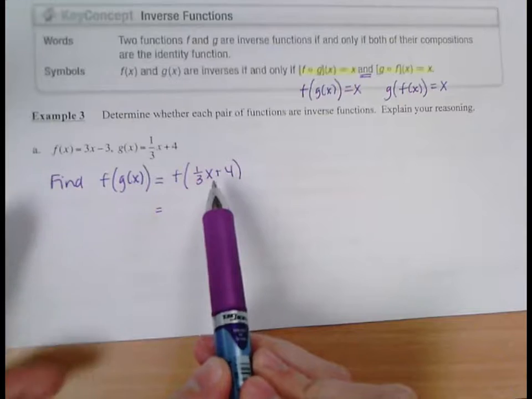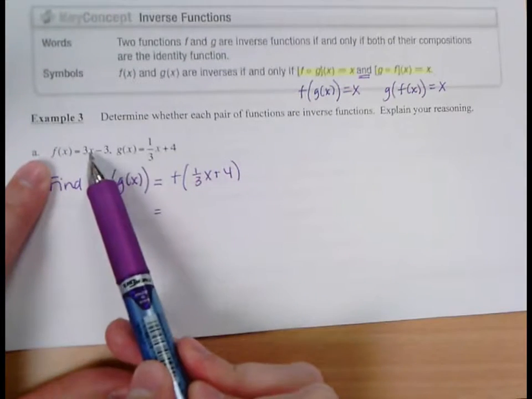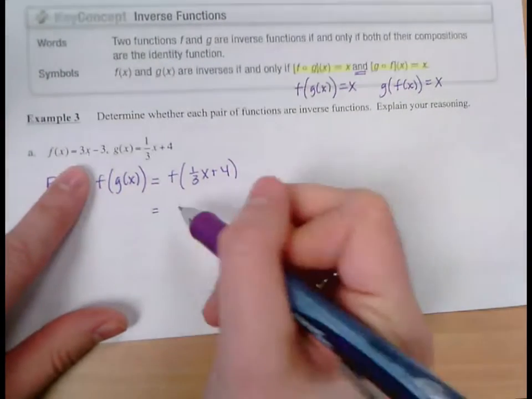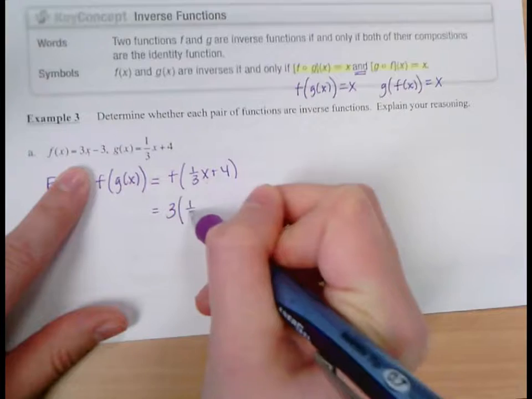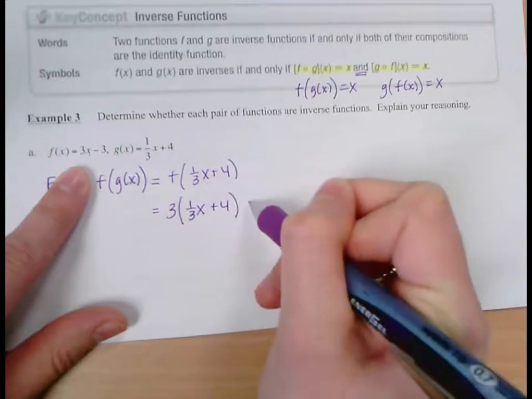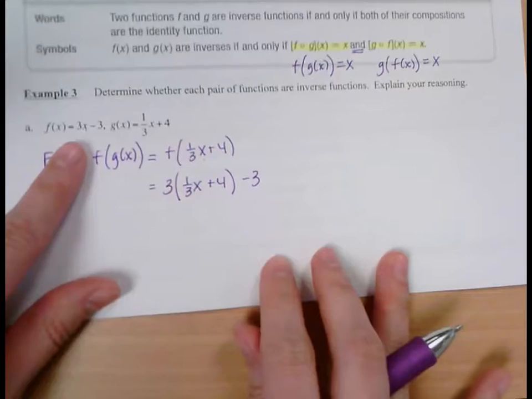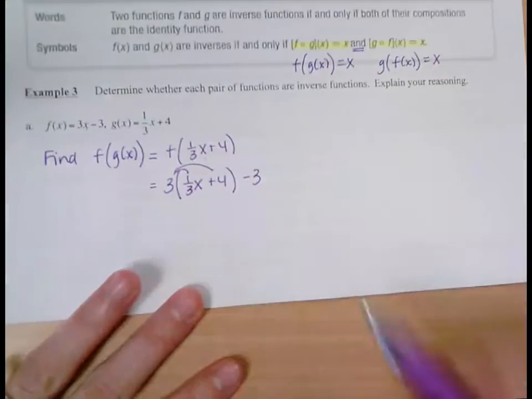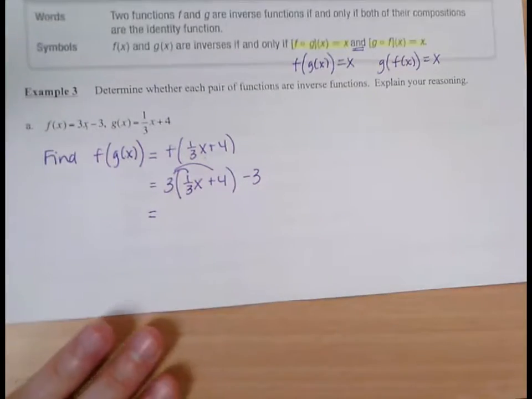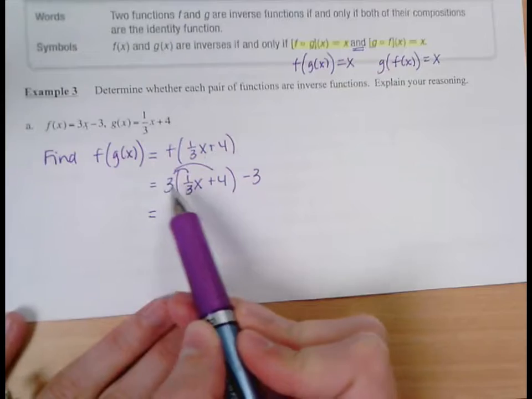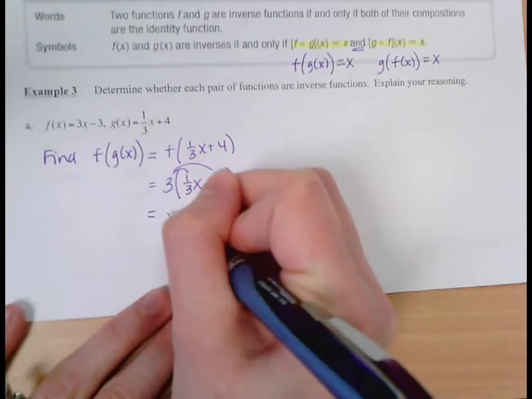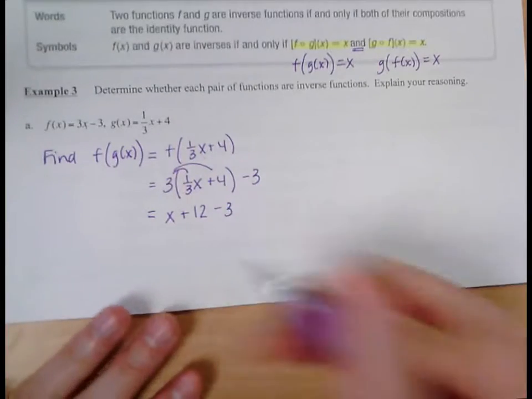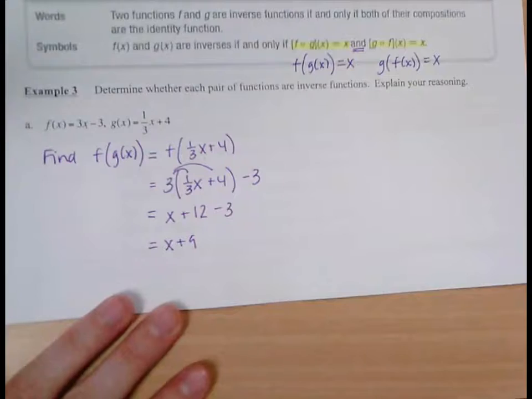So then this shows in the function f, I'm replacing the x with 1/3 x plus 4. Everything else stays the same. So I have 3 times the quantity 1/3 x plus 4, and then minus 3. And then I want to simplify this. So to do that, I would need to distribute 3 to the 1/3 x plus 4. And 3 times 1/3, they would cancel each other out. That would just be x. Plus 3 times 4 is 12. And then I still have the minus 3 at the end. And 12 minus 3 is 9. So this is x plus 9.